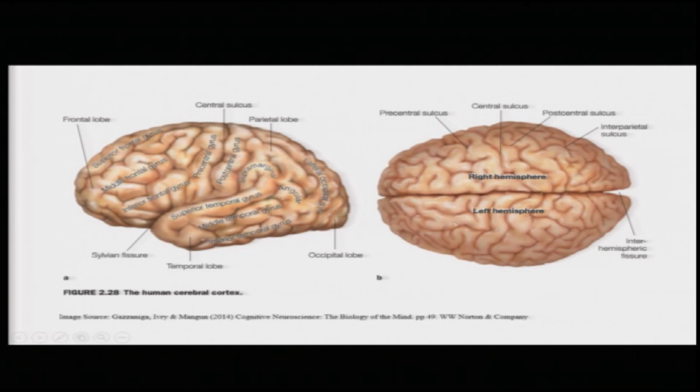The cortex consists of many infoldings or convolutions, and these infoldings are referred to as sulci, whereas the protrusions are referred to as gyri. You can see the main ones here: the precentral sulcus, the central sulcus which runs almost through the middle of the brain, then the post-central, then the intraparietal, which is near the region where the parietal lobes are, and then the interhemispheric fissure, which is a huge gap between the two hemispheres of the brain.